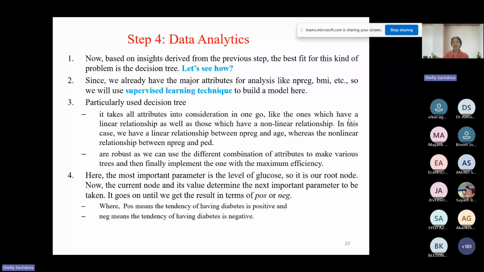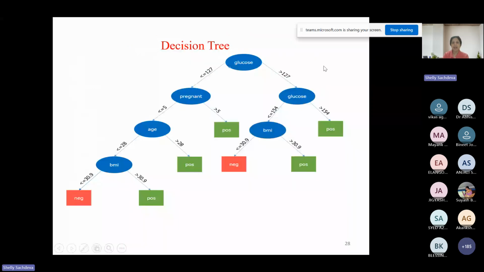The second reason was that it is robust, and you can have different combinations of attributes to make various trees, and then finally implement the one with the maximum efficiency. Correspondingly, you can have either a positive or a negative outcome. POS means the tendency of having diabetes is positive, and NEG means the tendency of having diabetes is negative. Considering this, this is, for example, the decision tree, formed as per the values displayed here.